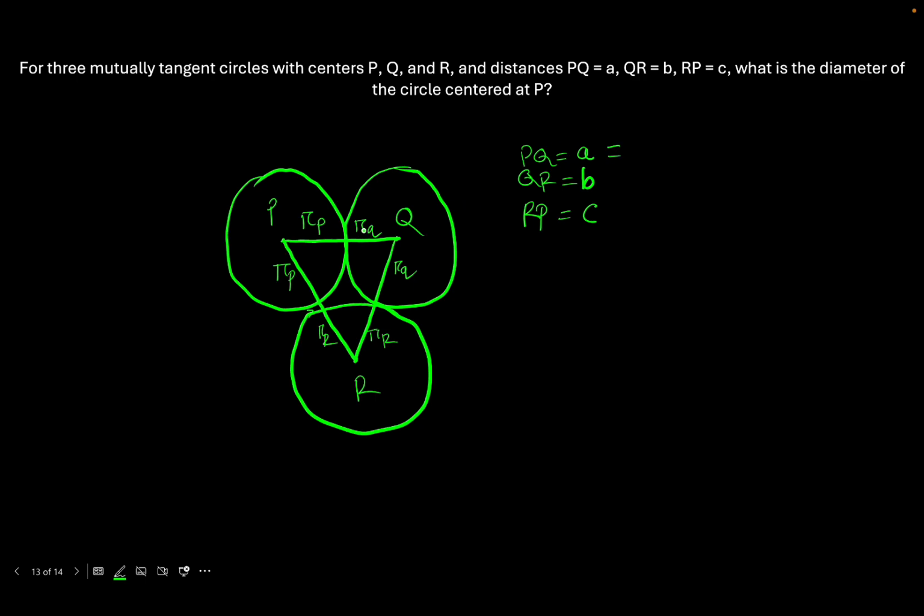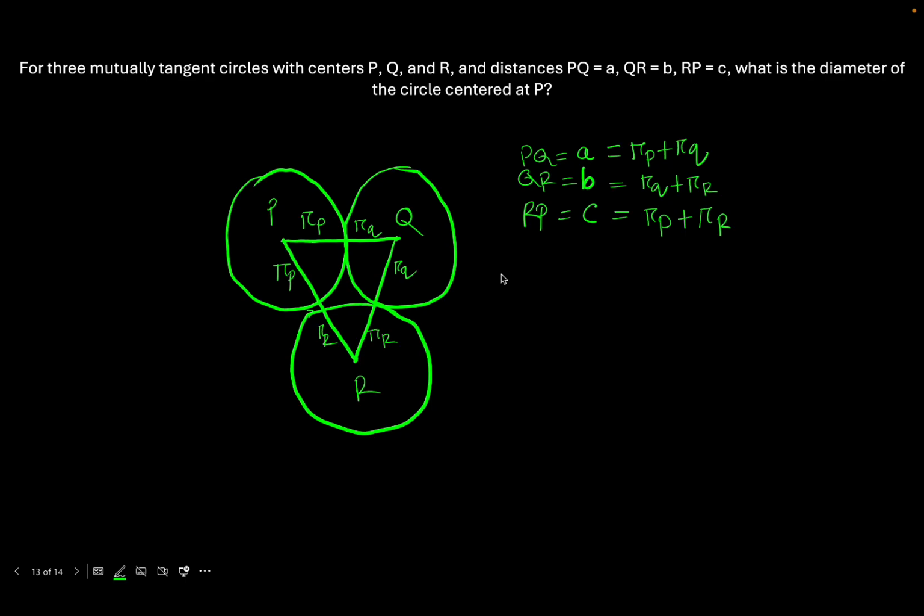So for PQ, this distance, what can we write? A is equal to RP plus RQ. For QR, it will be RQ plus RR, and for RP, it will be RP plus RR. So we need to find the value of RP, as it wants the diameter of this one.